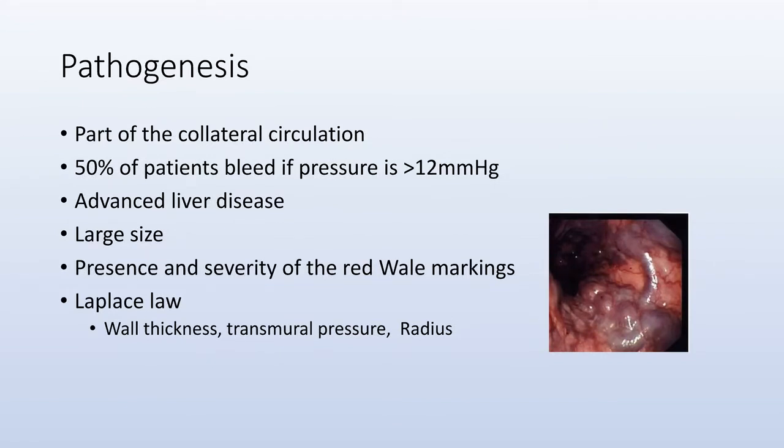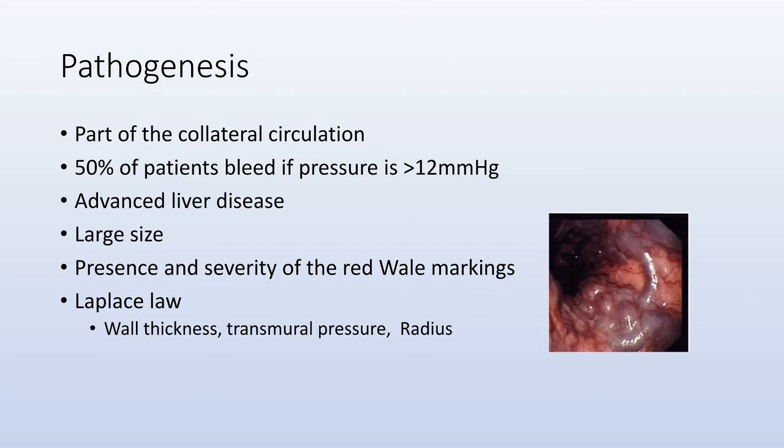It's important to know a little bit about the pathogenesis of esophageal varices. The lower esophagus at the gastroesophageal junction has a collateral system where some of the blood from the portal circulation can escape to the systemic circulation. So when we have high portal pressure, more than 12 millimeters of mercury, these collaterals will either recanalize or get bigger in size to shunt the blood away from the liver and into the systemic circulation.